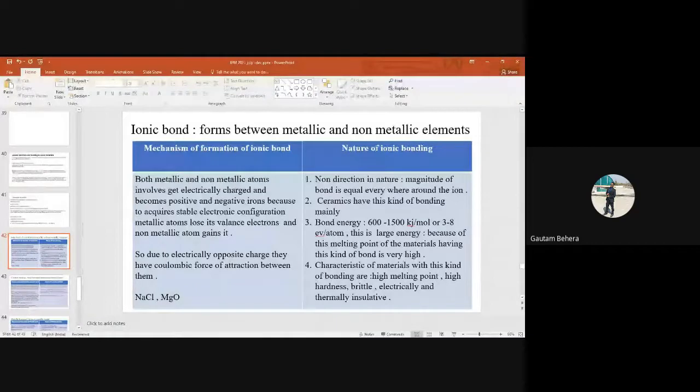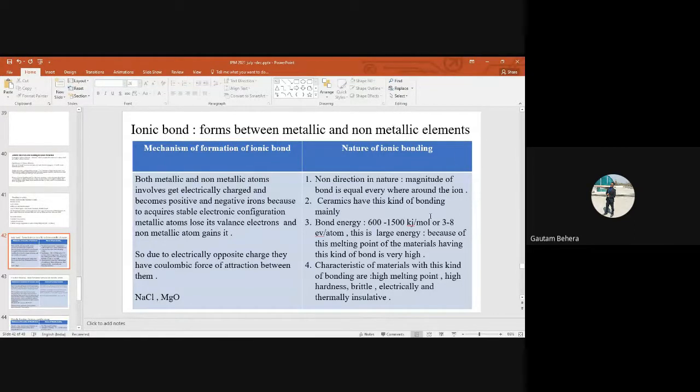And if you consider the nature of ionic bonding, they are basically non-directional in nature, right? Why non-directional? Obviously, you can understand, surrounding a positive ion or a negative ion, the magnitude of the charge is equal everywhere, right? And in an ionic compound, the positively charged atom will be surrounded by negatively charged atoms, and negatively charged atoms will be surrounded by positively charged atoms. So everywhere there is bonding. The bonding is not directional in nature; it is non-directional.